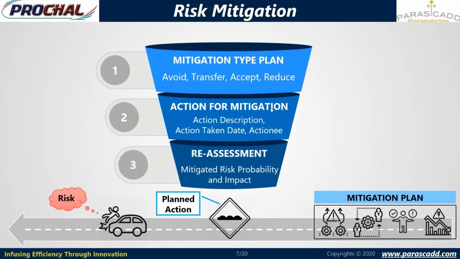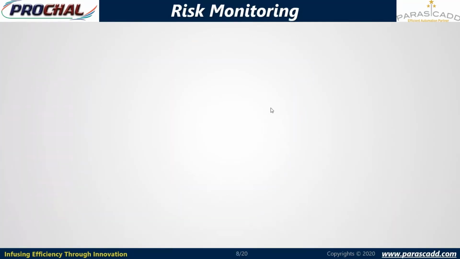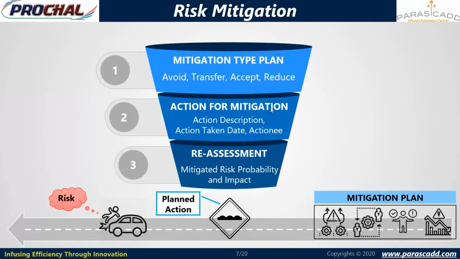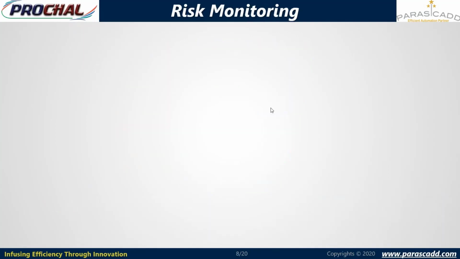And then we are conducting a reassessment of that risk. While reassessing, we will work on those previous 4 factors, then we'll work on the mitigated risk probability, then we will work on the impact. So the difference between the previous risk score and the current risk score will be calculated for the reassessment process. That is for risk mitigation.